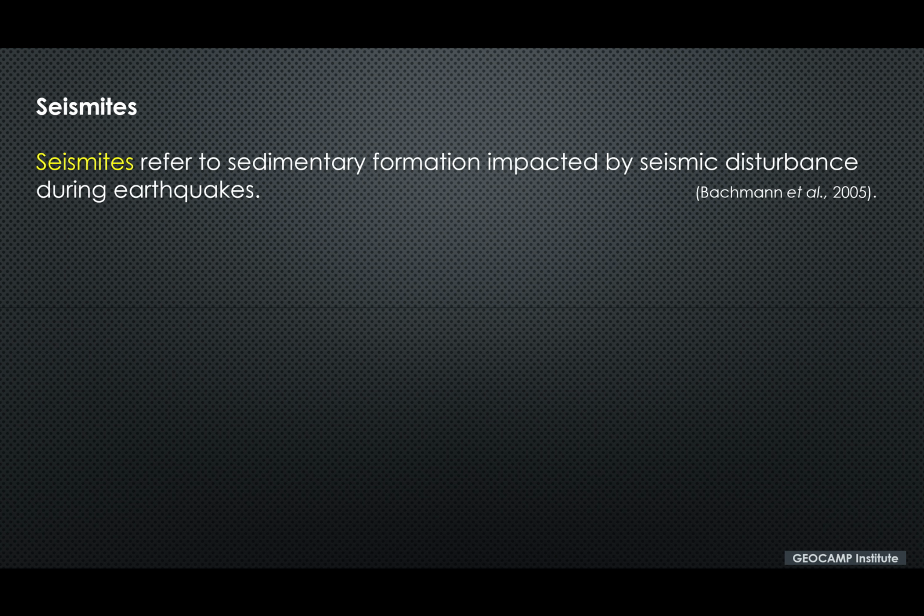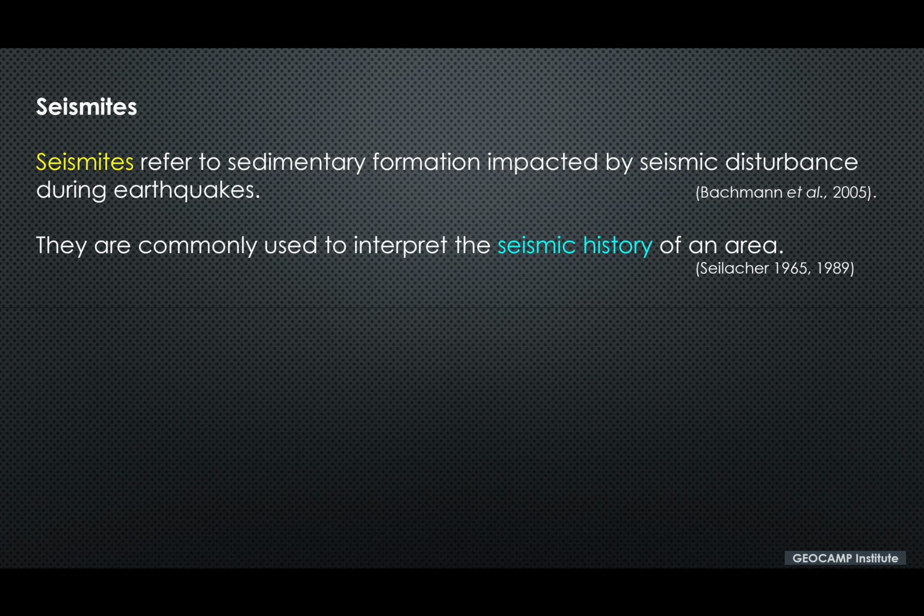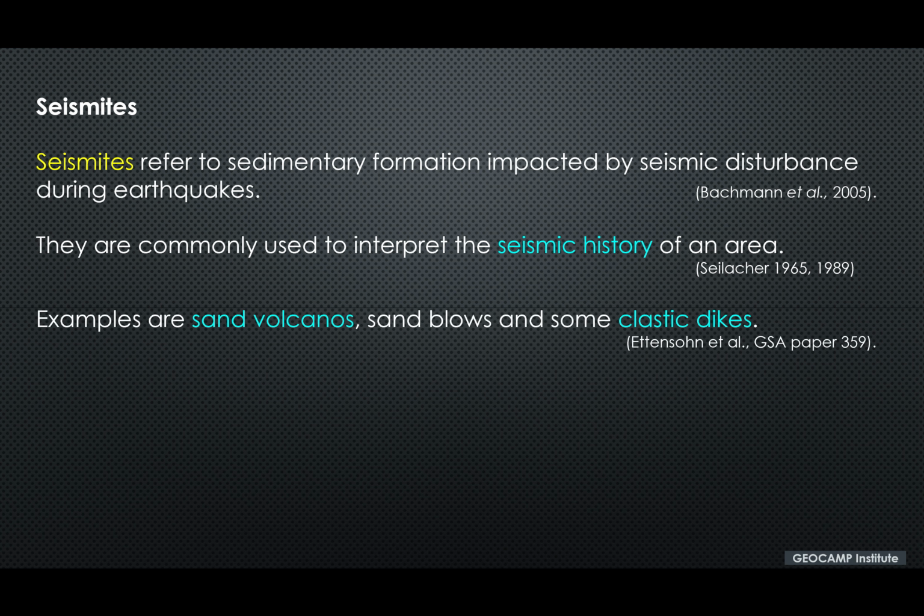Seismites refer to sedimentary formations impacted by seismic disturbance. In other words, they are sedimentary rocks or structures that have been impacted or disturbed by shaking during seismic activities, or you can call them earthquakes. Seismites are commonly used to give some insight into the seismic history of an area. Examples include sand volcanoes, sand blows, and clastic dikes.